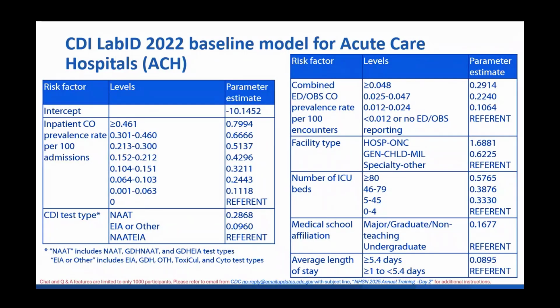Medical school affiliation types are broken into 2 different levels. The first one being a major, a graduate, or a non-teaching facility, and then the reference being an undergraduate facility. And then length of stay is dichotomized into two different groups at the value of 5.4 days. A lot of work goes into figuring out what these cut points are. I'm going to spare you those details, but it's dichotomized at 5.4, with the lower length of stay being the reference. Next slide, please.